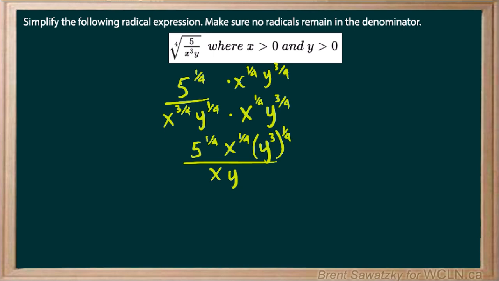So now what we can do is we can go back to our radical symbol, and we can say we have a 5 in there because that was 5 to the 1/4. We have an x in there, and we have a y to the 3, and that was all to the 1/4. And that's over xy. And so we can stop there. Nothing more we can do. That's a final answer.